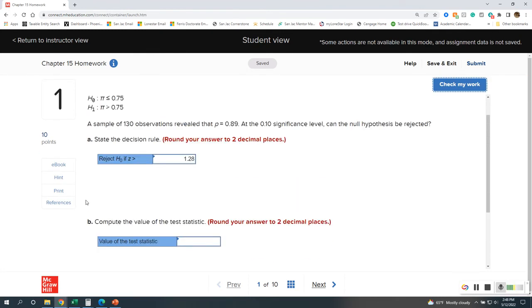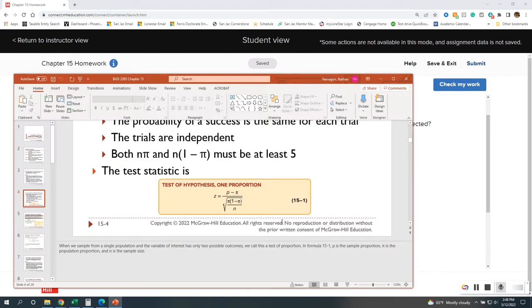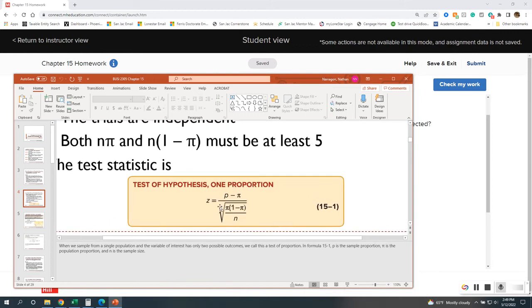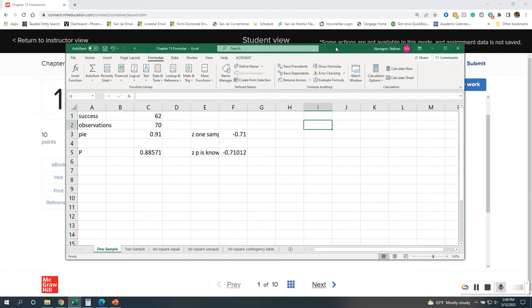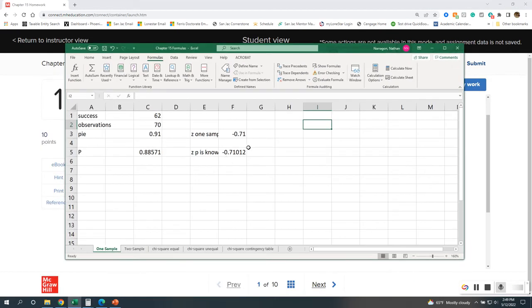Next, we're going to compute the test statistic. Now, on your PowerPoint, this is this formula right here. Notice that it has probability minus pi, so forth and so on. If you take your practice problem 1, which is right here, you would probably have this one sample still up here.